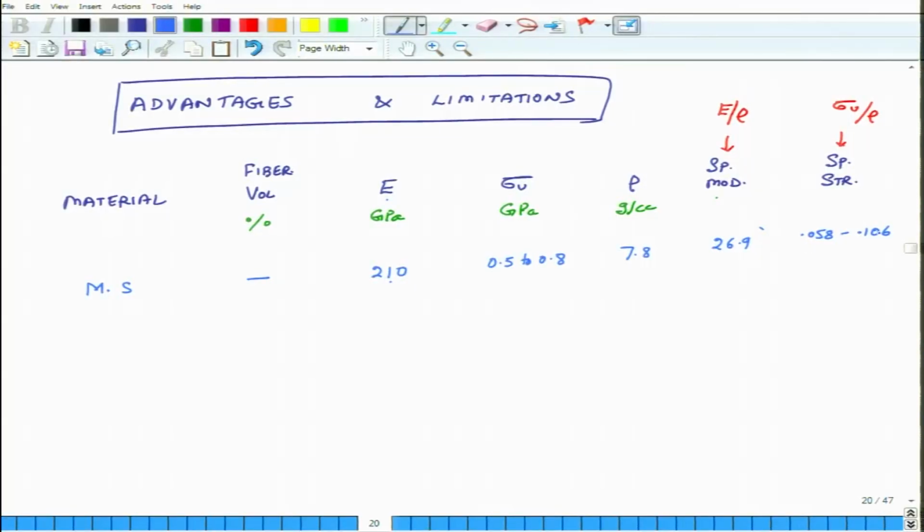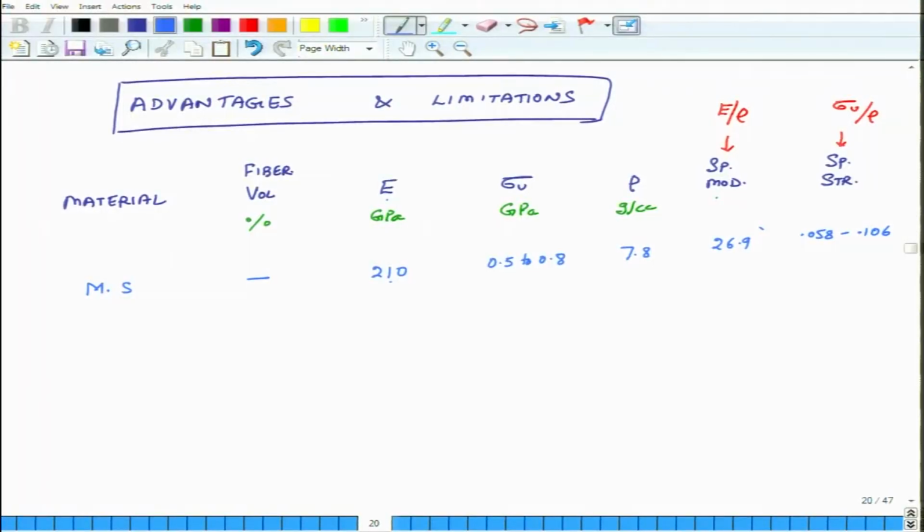Specific strength gives us an idea. If specific strength of a material is high, it means that to have the same strength, I need less mass of material. Okay? And specific modulus gives us an idea of whether, to produce the same stiffness, I need a lot of material or a less amount of material in terms of its mass. So, this is one.